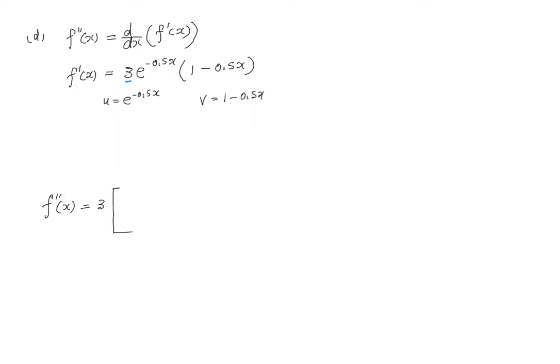Okay, now, can I have someone? Ishan, how should I pronounce your name? Ishan. Okay, Ishan, what is your u prime? e to the power of negative 0.5x, bracket negative 0.5. Okay, good. What is the v prime? 0.5. Look carefully. Negative 0.5. So you have to be very careful.